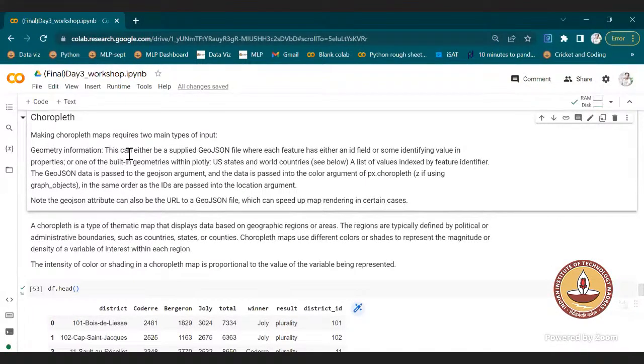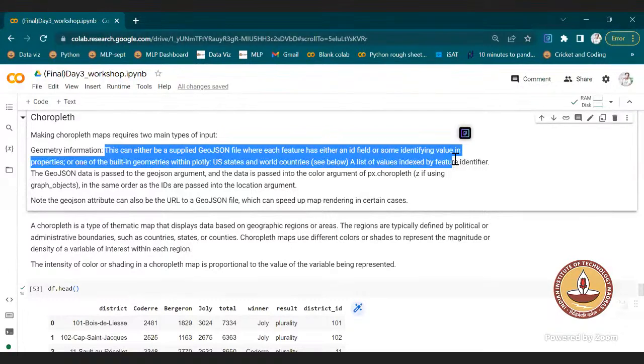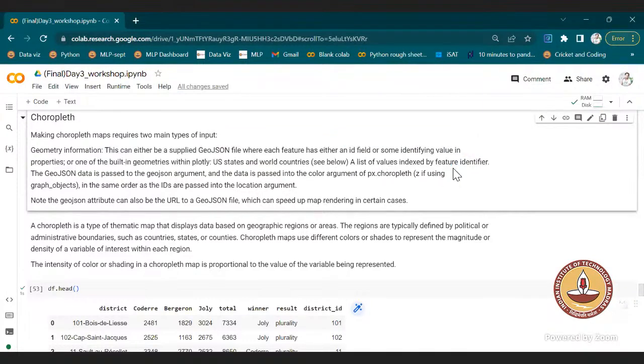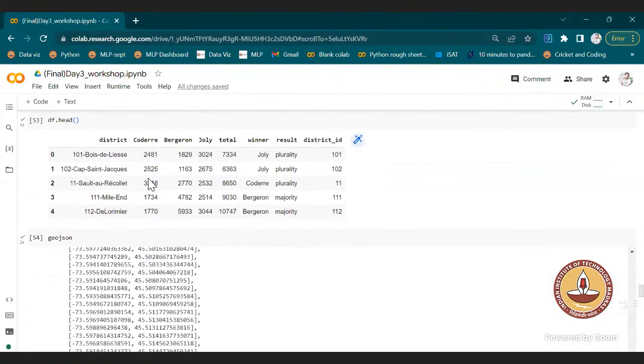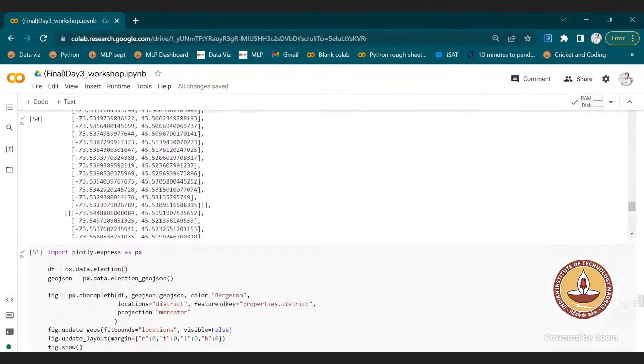Here we have written the description. Geometry can either be supplied as a GeoJSON file, where each feature has an ID field or some identifying value in its properties, or one of the built-in geometries with Plotly, US states and world countries. And a list of values indexed by a feature identifier.